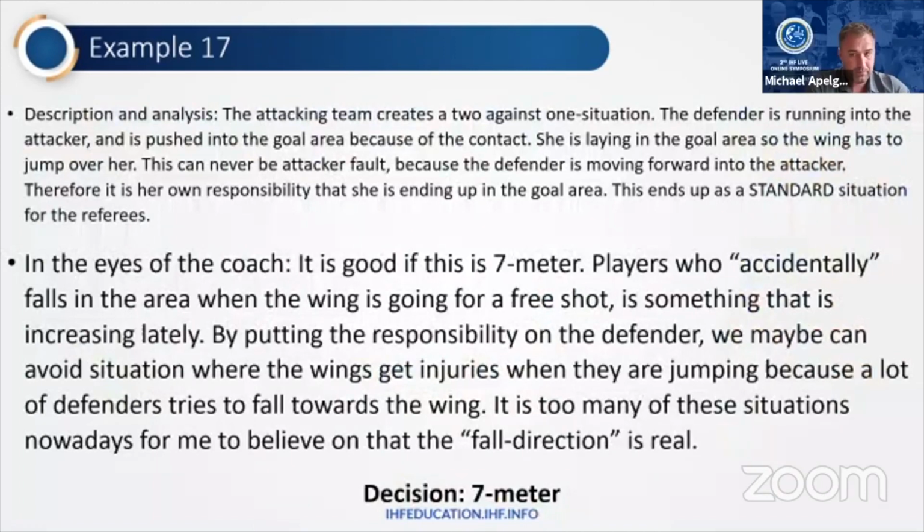So you see here on the explanation slide, it's a standard situation for the referees. When the defender is lying in the goal area after a situation where he or she is responsible, and ends up between the shooter and the goalkeeper, and therefore the disturbance is considered that big that it's a loss of a clear chance of scoring if the attacker doesn't score, of course. Therefore we have a 7 meter.